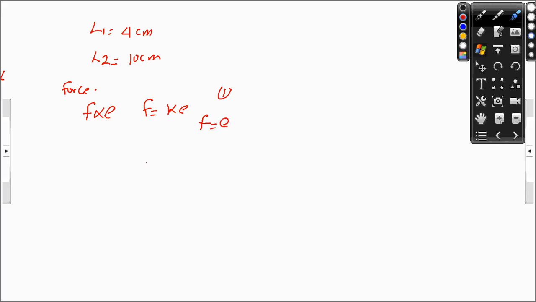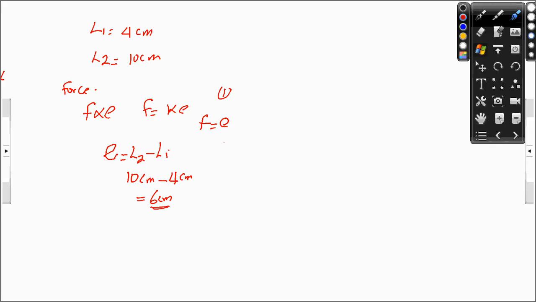Okay, now we want to know what the force is. We need to know what the extension is first. Extension, as I told you earlier, equals L2 minus L1. So now L2, the new length after the force was added to it, is 10 centimeters, and the length before the load was added to it is 4 centimeters. And it's going to give you 6 centimeters to be the extension of the spring.